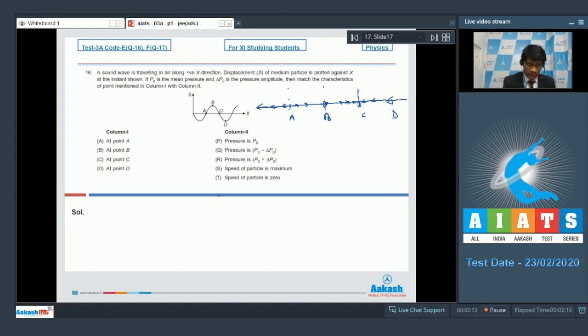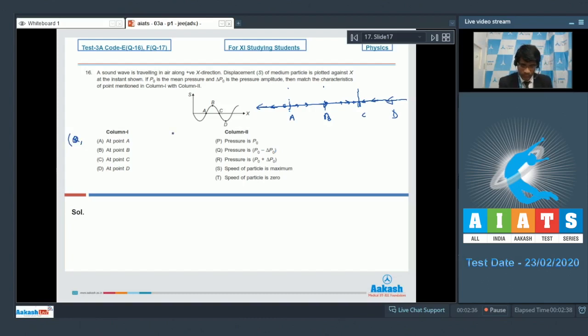Well, let us start with option A here. At point A, pressure is lower than its average value, or it will be on the negative extremum. So pressure at A will be P0 minus delta P0, delta P0 being the pressure amplitude. So Q will be the matching answer here.